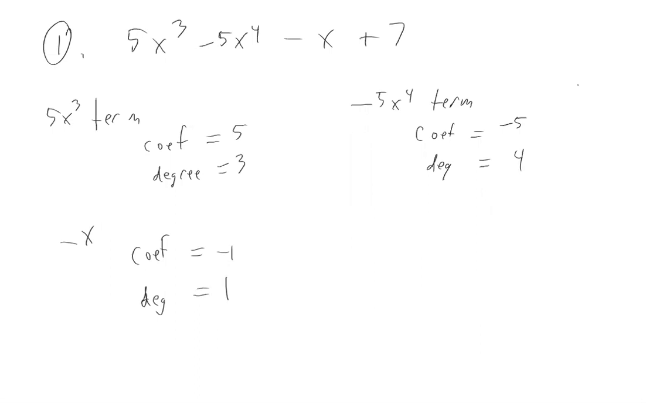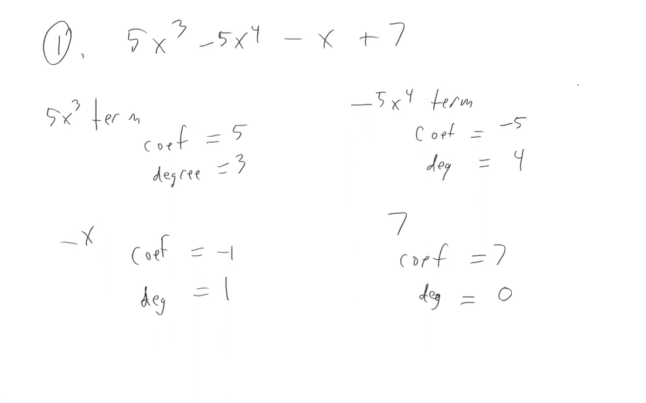Now the 7, the coefficient of 7 is just 7. And the degree of the term 7, now the number 7 has a power of 1, but that's actually not what the degree is. You see there's no x beside the 7. The degree is how many powers you have of x, and there is no x, so the degree is 0.